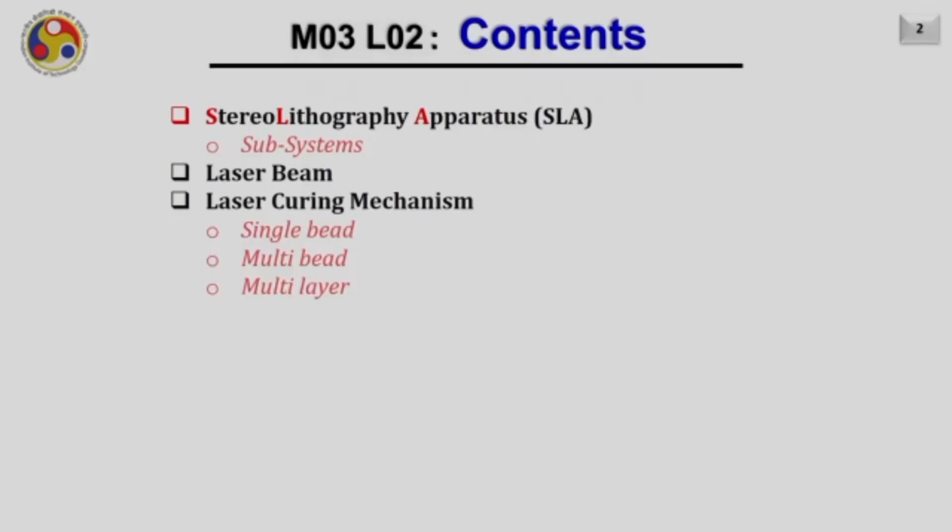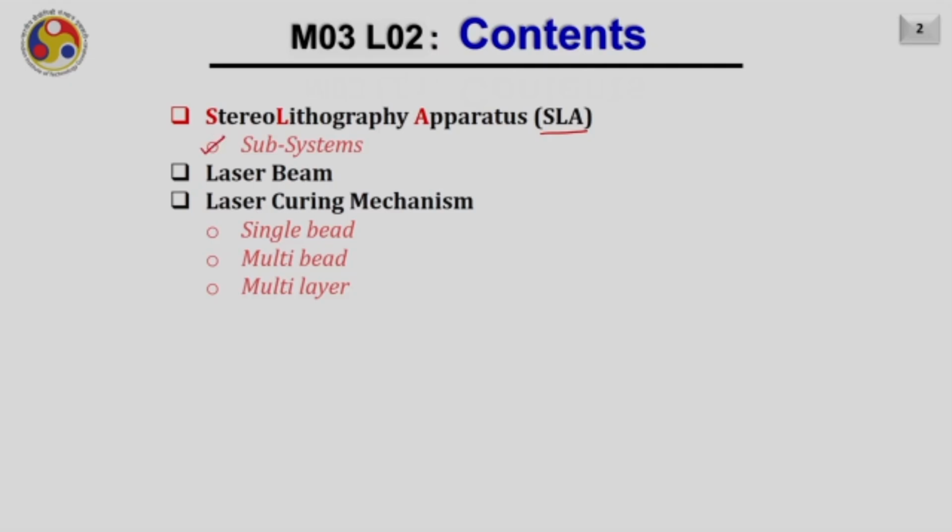Welcome to the second lecture of module 3. In this lecture, we shall discuss the process stereolithography apparatus. This slide shows the content of today's lecture. We shall discuss the stereolithography apparatus, which in short is called SLA. This was the first additive manufacturing process, like I have already mentioned. So, our focus today will be to discuss its different subsystems.